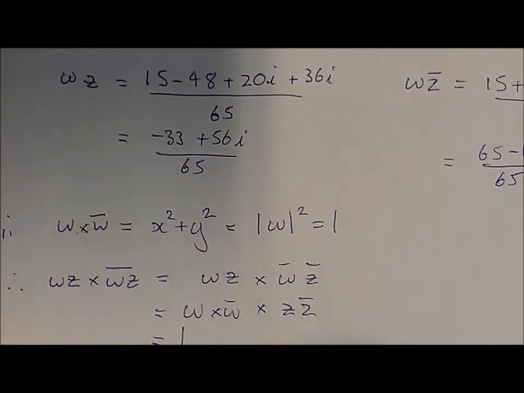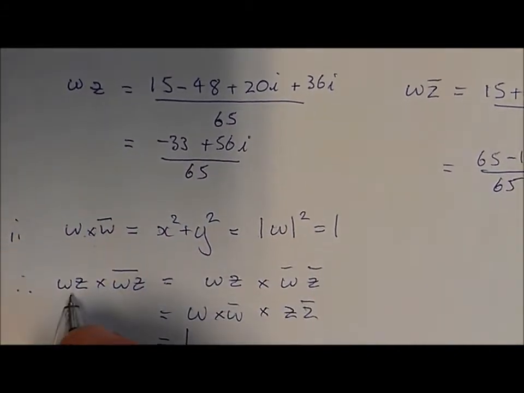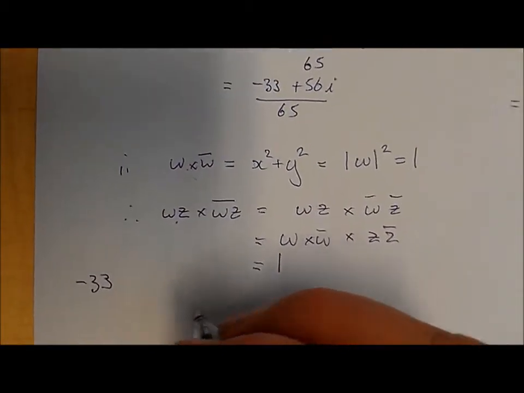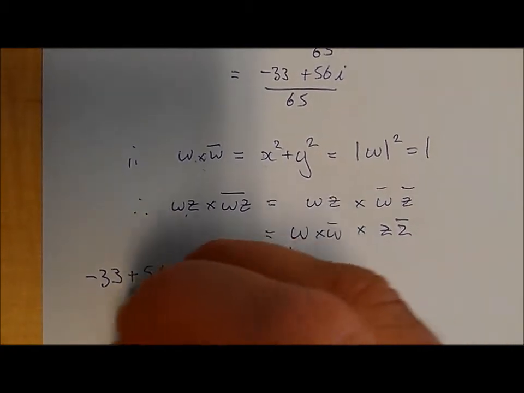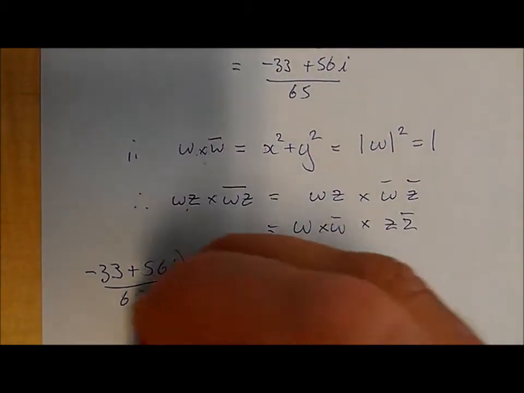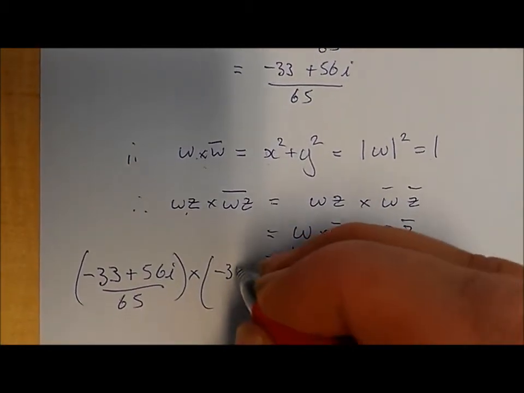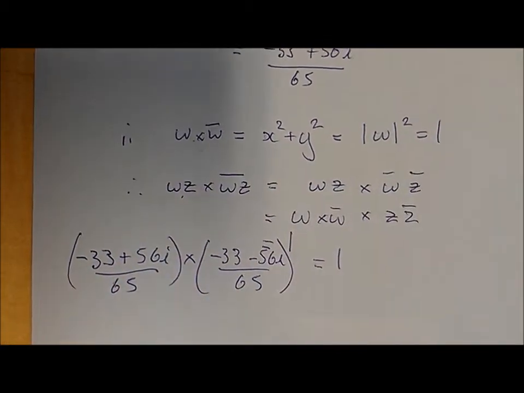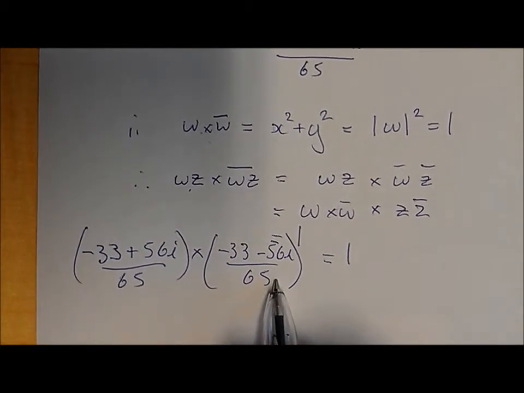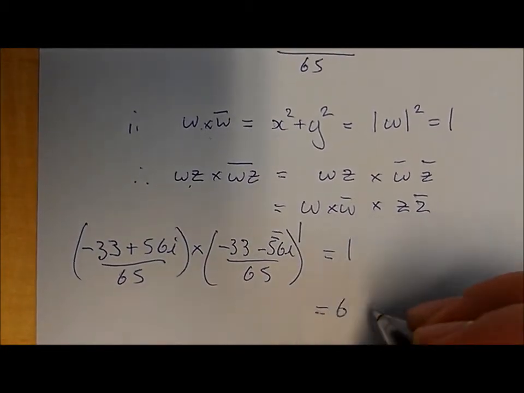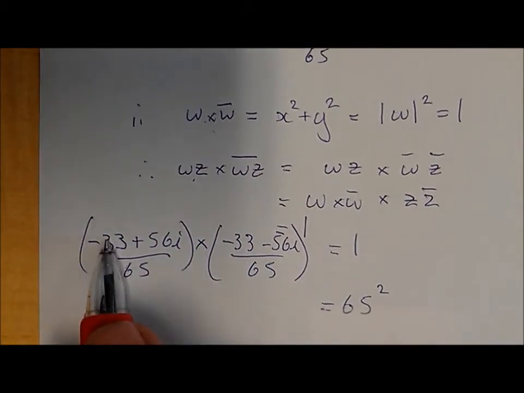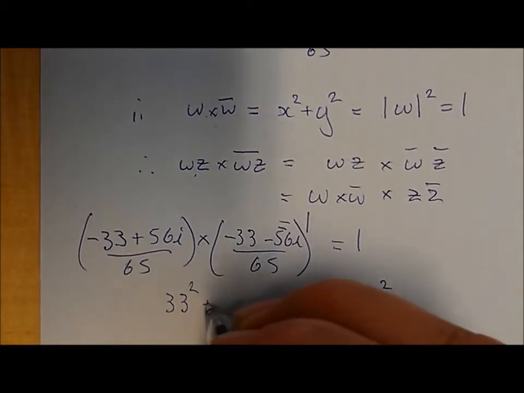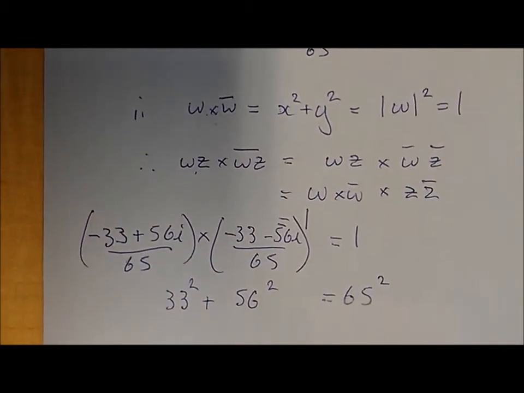So if I go back to the original question, I'm going to go back to what I worked out before. My WZ was negative 33 plus 56i over 65 multiplied by its conjugate, negative 33 minus 56i on 65. I'm going to get 1 when I multiply that. And across the bottom I've got 65 squared, bring it to the other side, equals 65 squared. And when I do this, I get x squared plus y squared, so I get 33 squared plus 56 squared is equal to 65 squared.